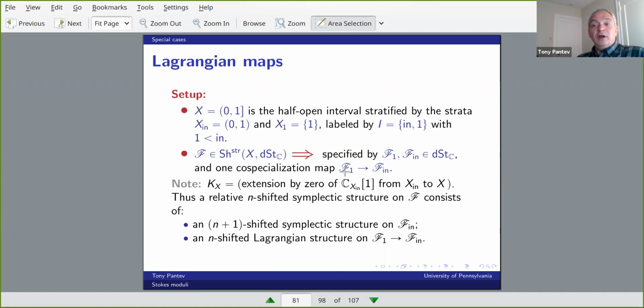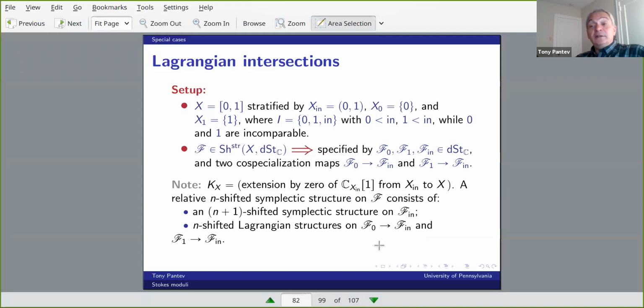From the value of the sheaf on the closed stratum to the value of the sheaf on the open stratum. The dualizing complex in this case is just the extension by 0 of the constant sheaf shifted by 1 from the inner stratum, the open stratum. And a relative n-shifted symplectic structure on F is an n+1 shifted symplectic structure on the inner stratum and an n-shifted Lagrangian structure on the co-specialization map. So it is just what a Lagrangian is. So a symplectic structure on this constructible sheaf on this stratified space is just a Lagrangian on the fiber of that sheaf on the open stratum.